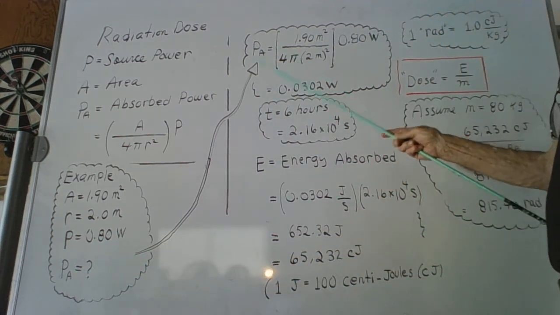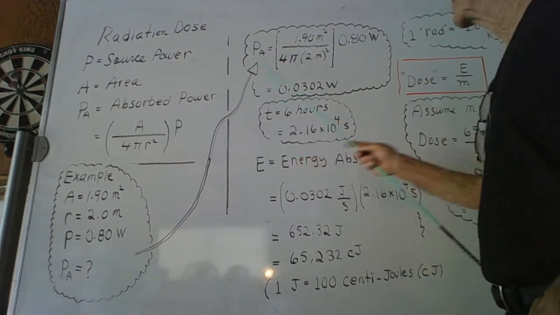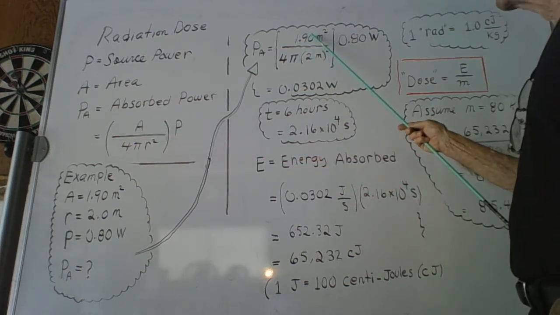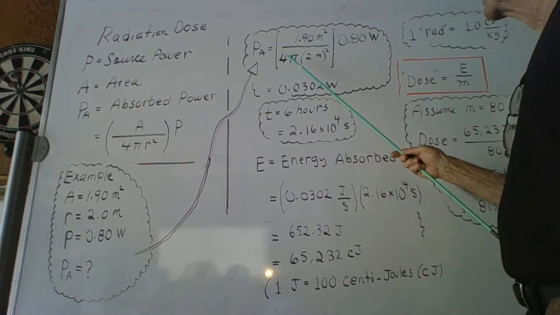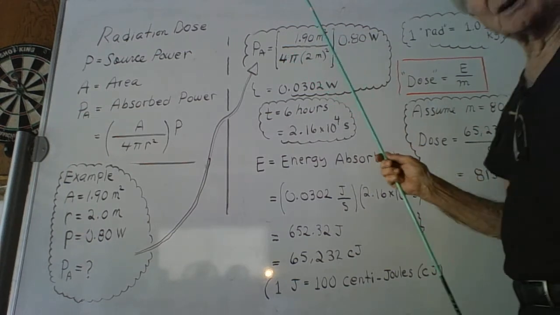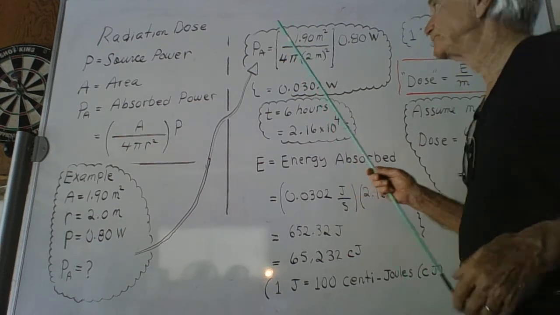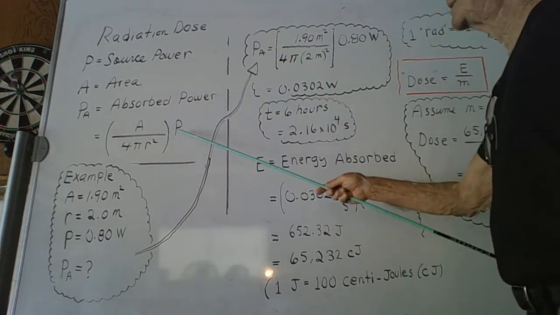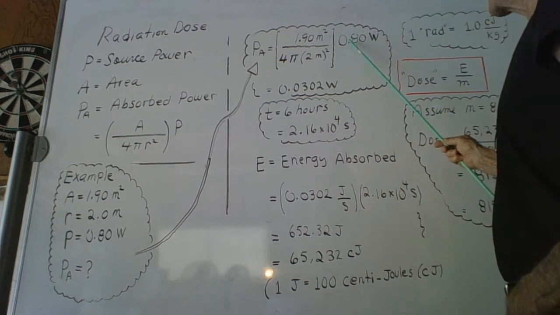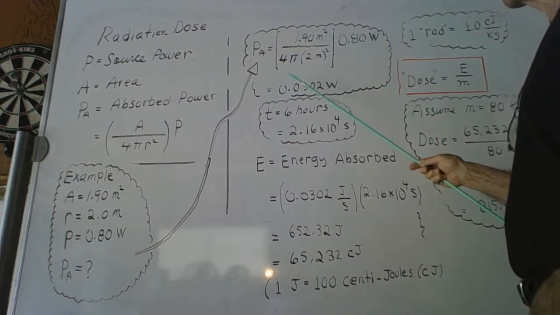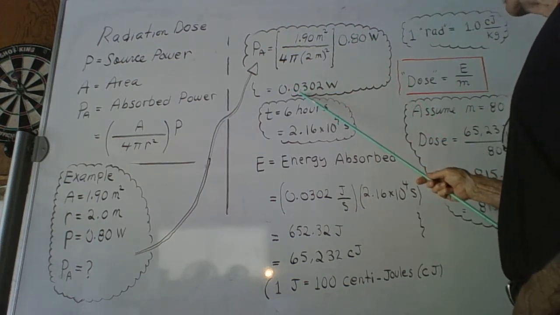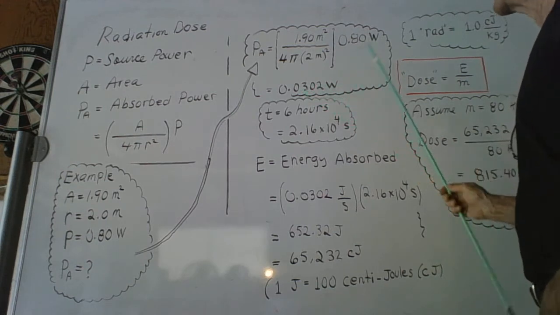Here is that calculation repeated from this equation. It's the ratio of the area of the person, 1.9, to the area of this imagined sphere on which she's imagined to be standing. And then we multiply times the source power, which is 0.80 watts. We get that number there, 0.0302 watts.